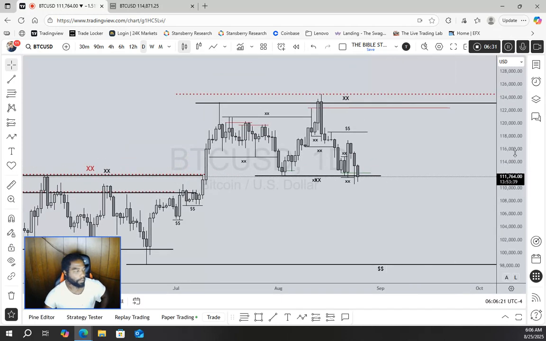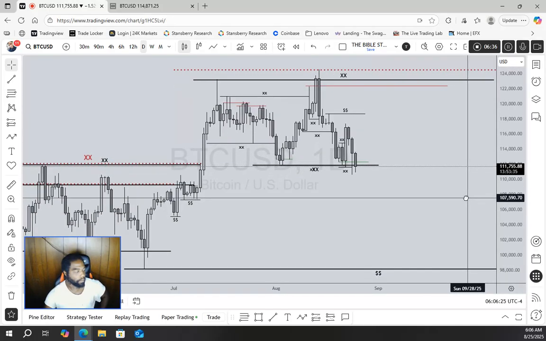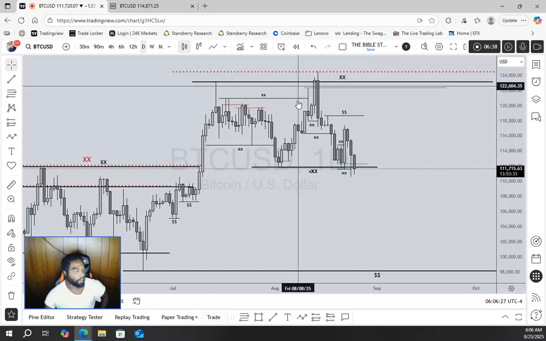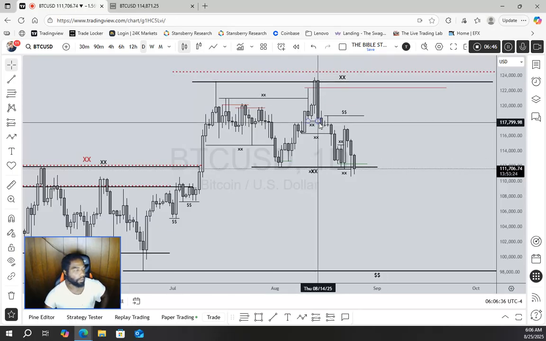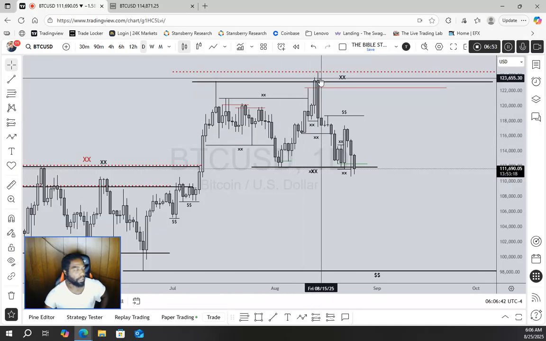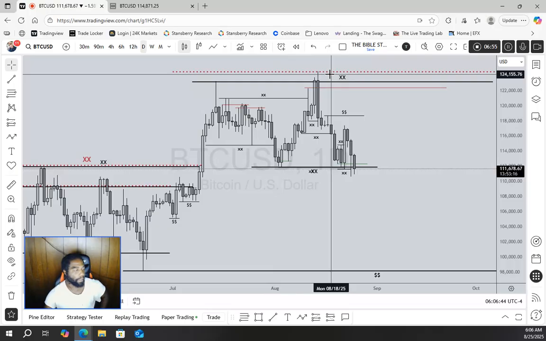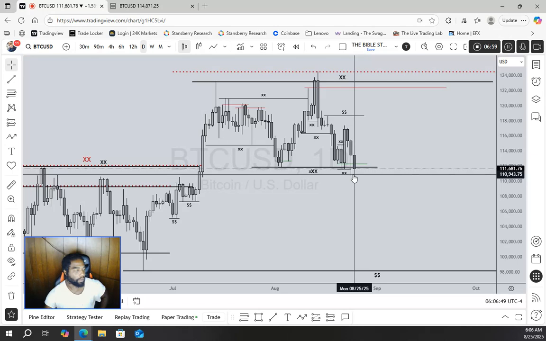So as we can see, price came up into those equal weekly highs. Price produced this bearish engulfing, reversing, targeting the equal lows that was produced in this bullish leg to the upside. We got this flush to the downside on the daily time frame.